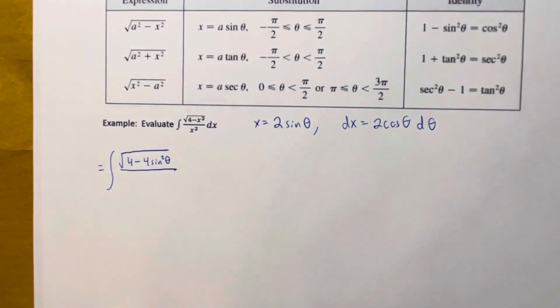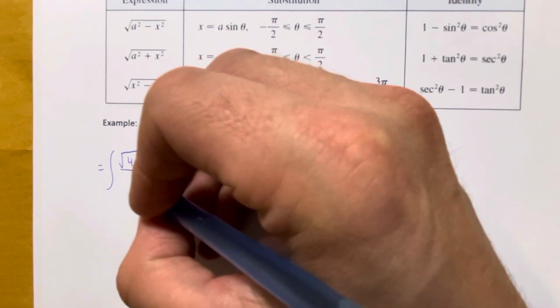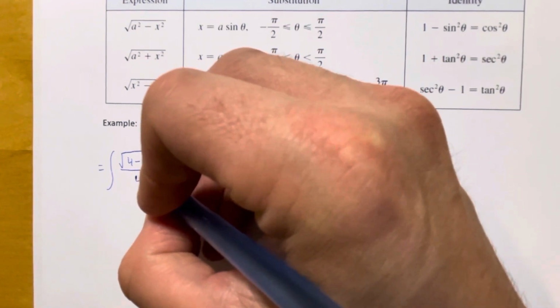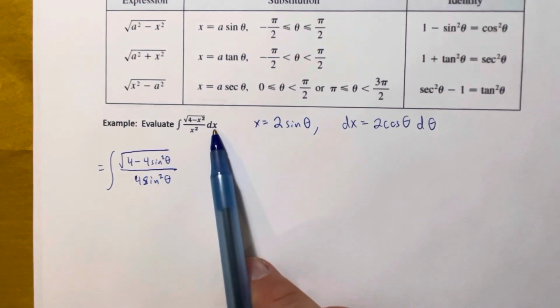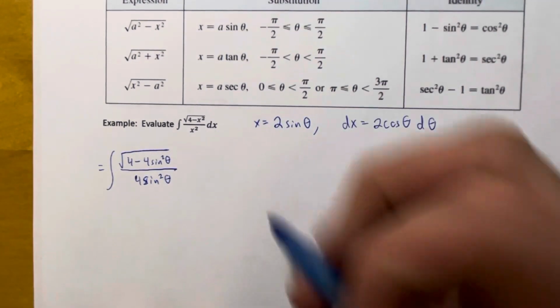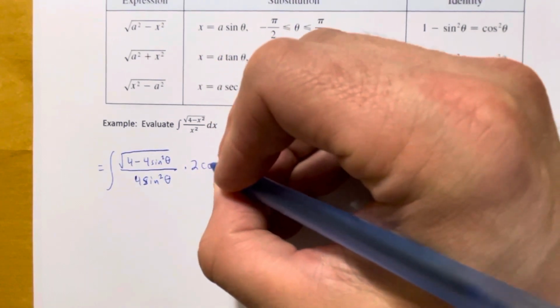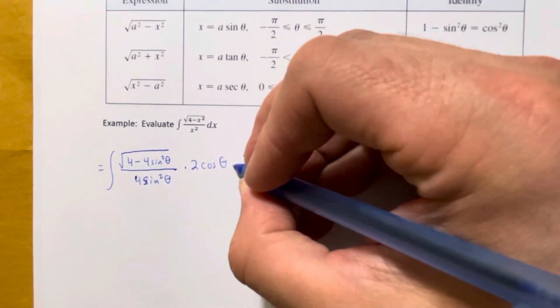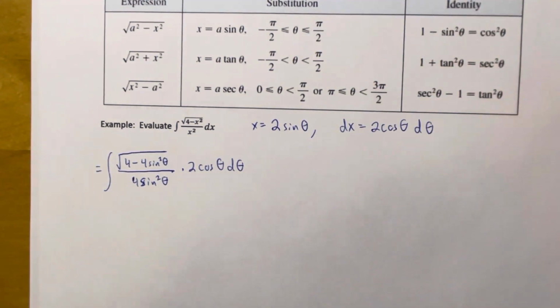Okay, in my denominator, I have another x squared. So again, that's going to be another 4 sine squared of theta. And then I have a dx here, which gets this as my substitution, times 2 cosine of theta d theta. Now, at first glance, it looks like we made this much more complicated.